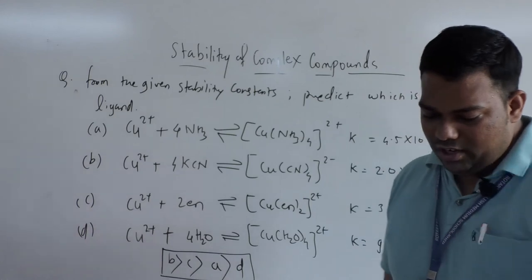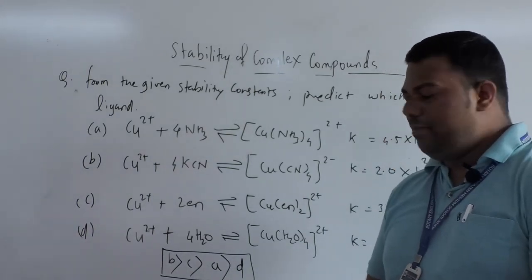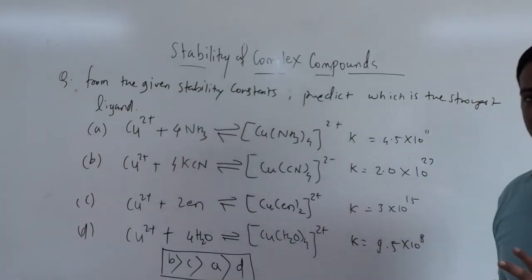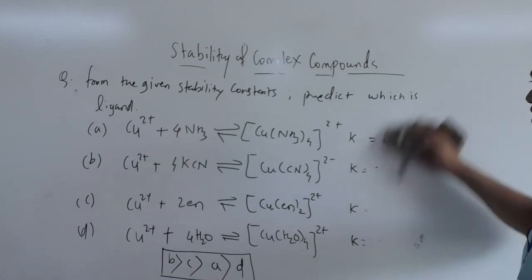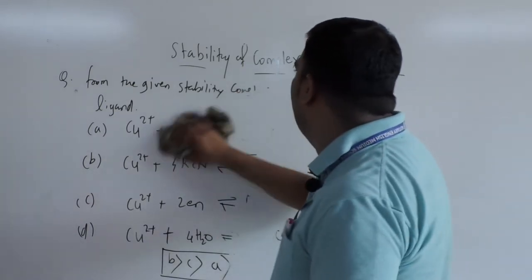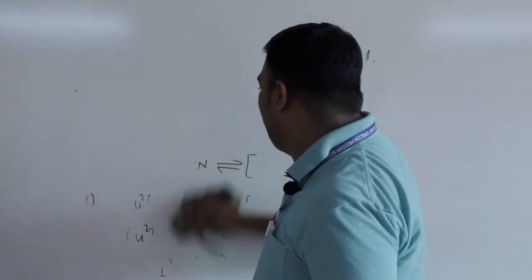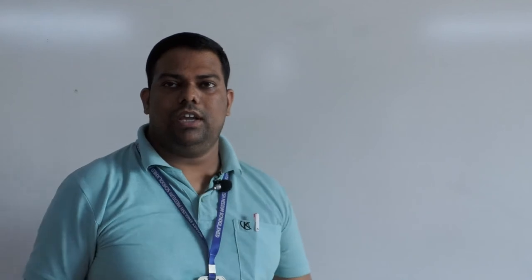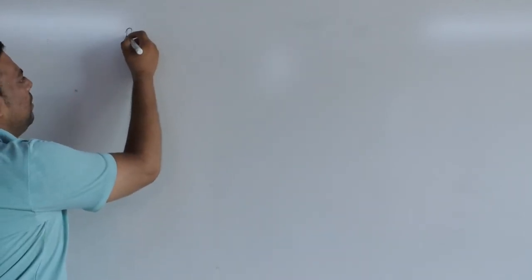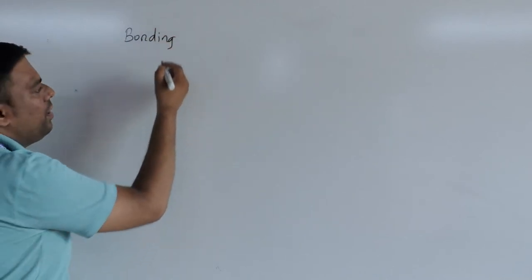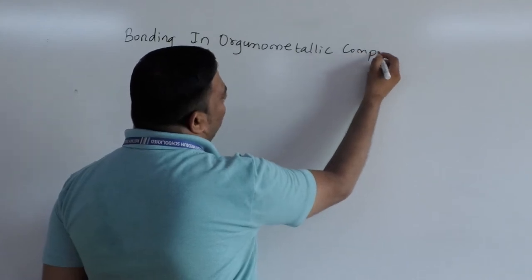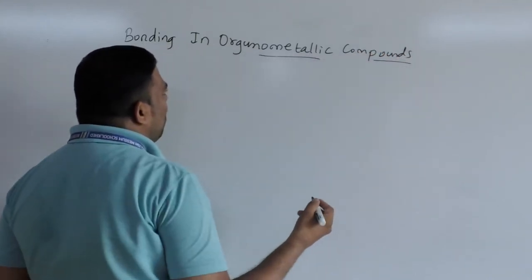Now we will discuss, after this, the stability of complex compounds and bonding in organometallic compounds. I hope you wrote this correctly and neatly, and understood our first question and this question also. Now pay attention to our next point: bonding in organometallic compounds. You can write it here.